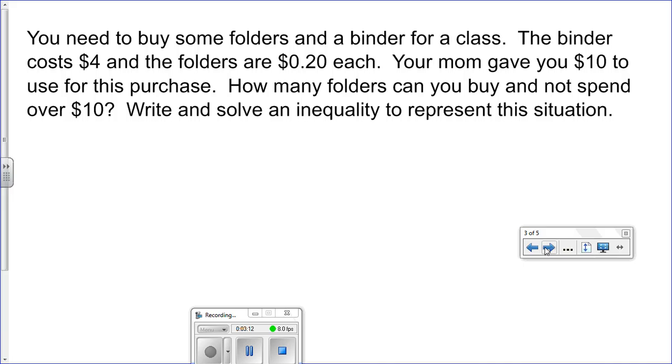So they, in our last problem, gave us the variable to use. They gave us the W. I need to first identify what variable I have. So it comes from the question, how many folders? So if I use X, I need to say that X represents the number of folders.